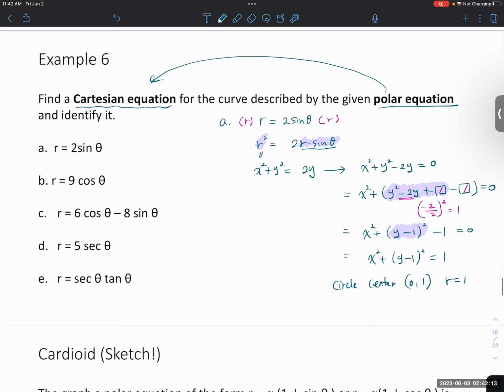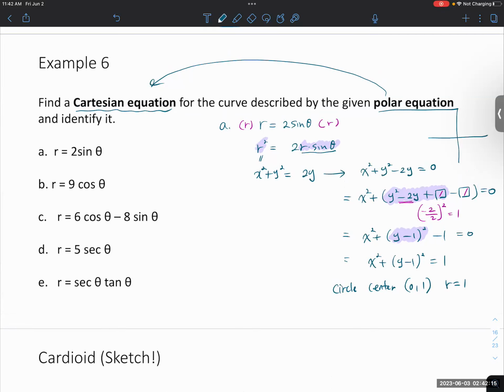So if I graph it, you have a center 0, 1 right there. This is the center. Go up 1, go down 1, right and left. So this is the circle. Okay, so this is the graph of r equal to 2 sine theta. Very tiny circle, center is 0, 1.